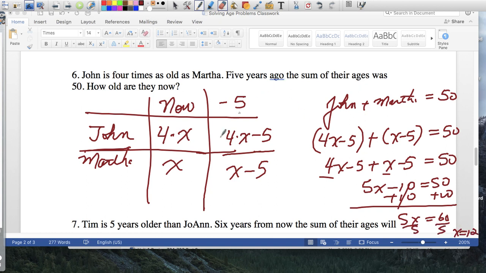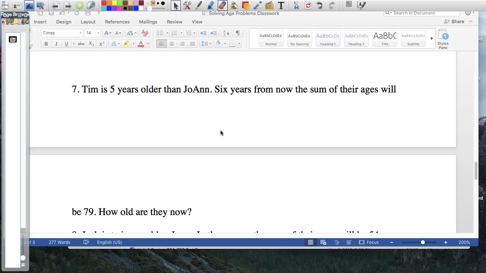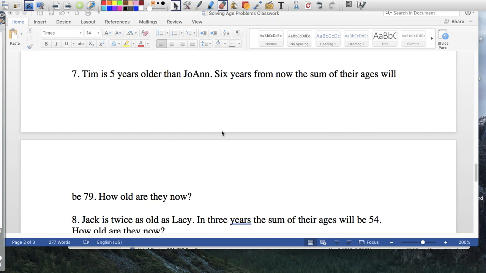So, Martha is 12. John is obviously 4 times 12, which is 48. So 48 and 12. But 5 years ago, Martha was 7 years old. And John was 48 minus 5, which is, I don't know, 43. And if you add 43 and 7, it gives us that the sum of their ages was 50. Okay, you can always double check just to make sure.